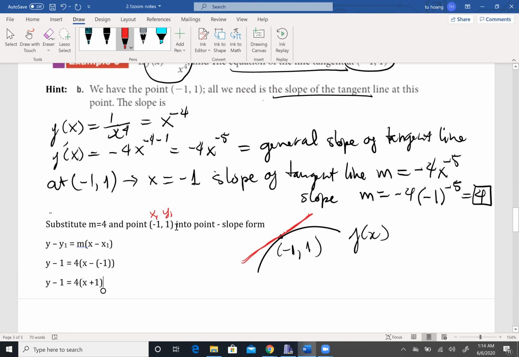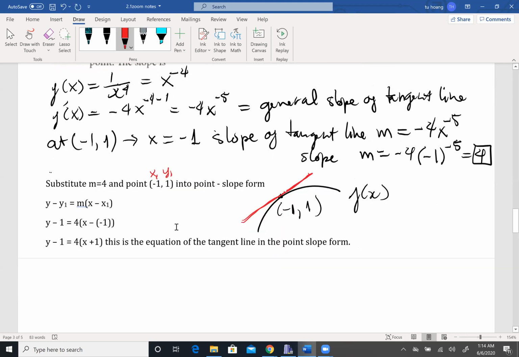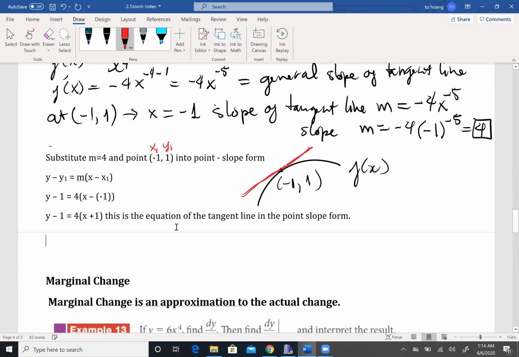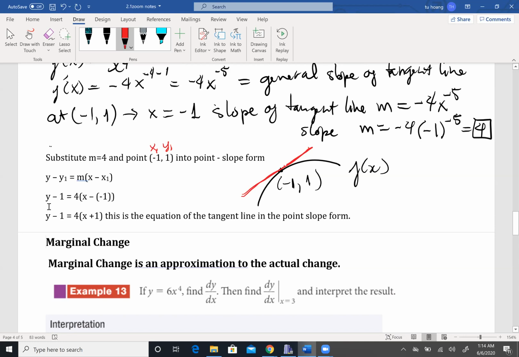This is the equation of the tangent line in point-slope form. You don't have to change it to slope-intercept form because they don't ask you to do that. I just try to save my time and yours too. So this should be the answer.